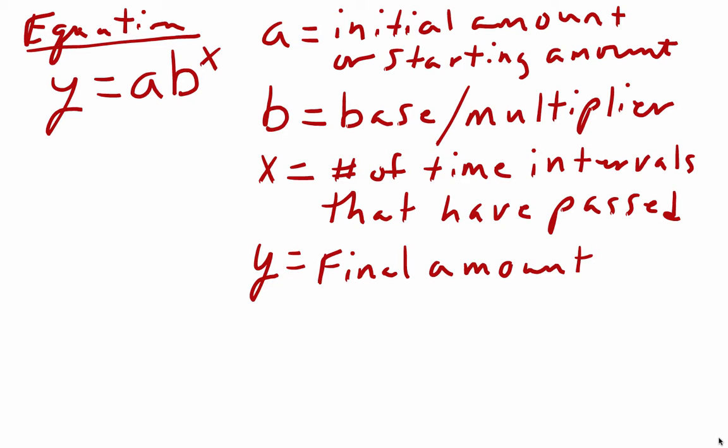X stands for the number of time intervals that have passed. Like if I said it's gone past 5 years, or in 3 years what would happen, or 6 months, or whatever, that's what the X stands for. And Y stands for your final amount: how much is left, or how much has it grown since the initial amount.